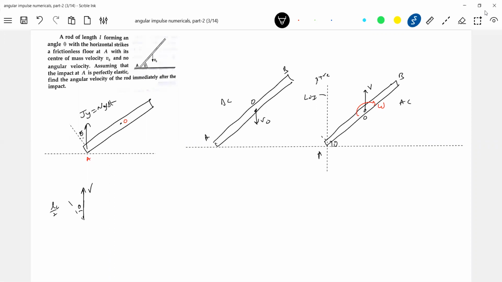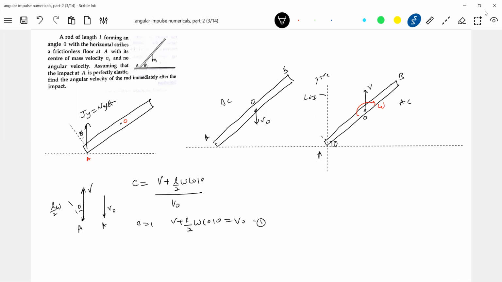L by 2 omega. So what is the velocity after impact? Before impact, the velocity is v naught at point A. So e is equal to v plus L by 2 omega cos theta. Anyway, the ground will not move, no? And this should be equal to v naught, and e is equal to 1. So v plus L by 2 omega cos theta is equal to v naught. This is equation 1.